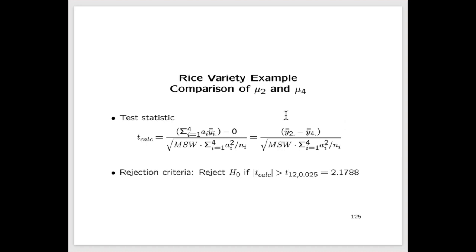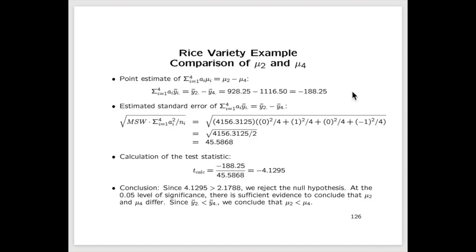All right, and so the numerator of the test statistic will be y bar 2 dot minus y bar 4 dot. The formula for the estimated standard error would be calculated using the coefficients identified on the previous slide, but the calculated value is going to turn out to be what it has been in the past, because again we have equal replication. The critical point is again 2.1788.